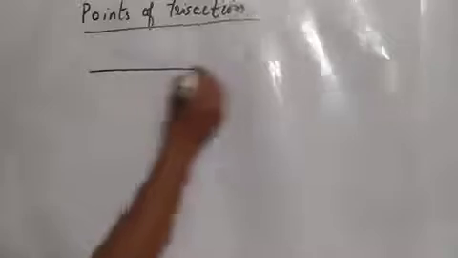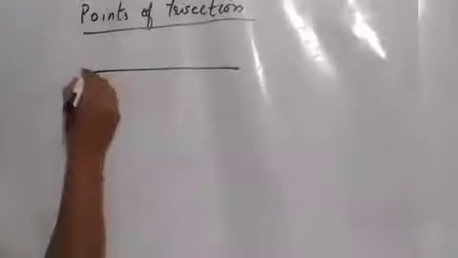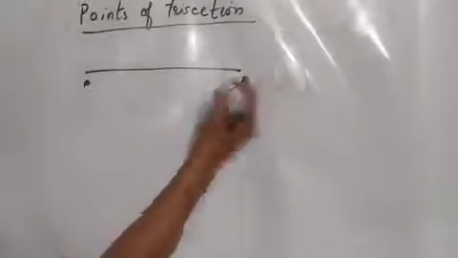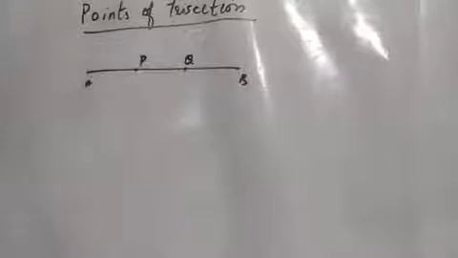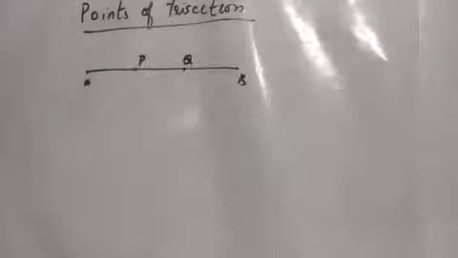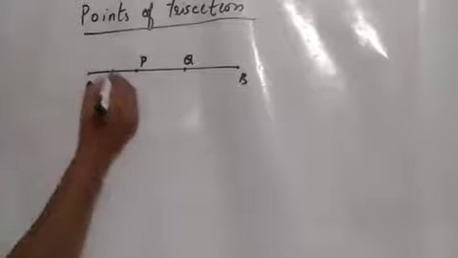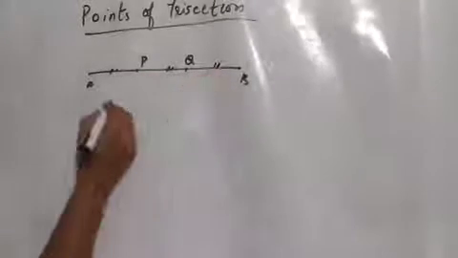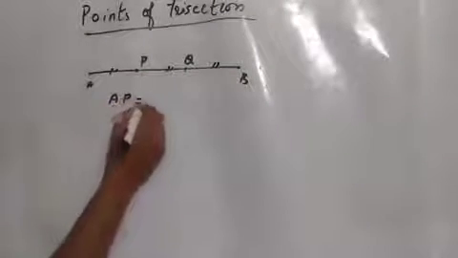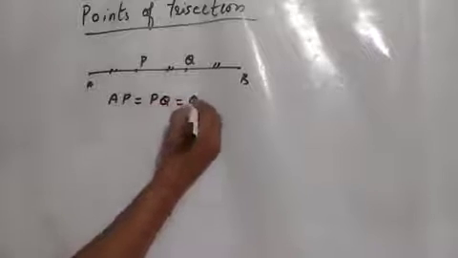Topic is points of trisection. Let points P and Q lie on a line segment AB. P and Q lie on line segment AB and divide it into three equal parts. These three parts are equal. That is AP equals PQ equals QB.